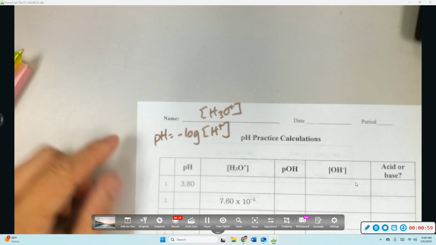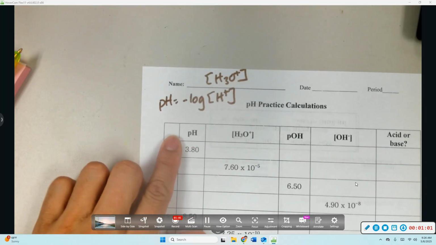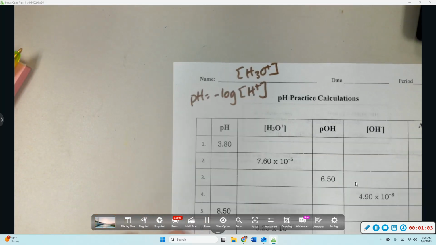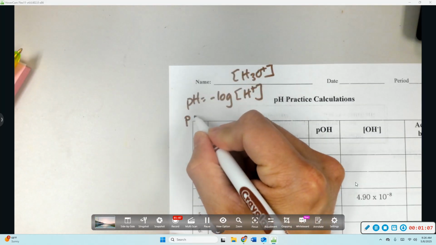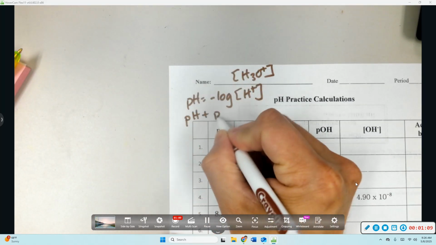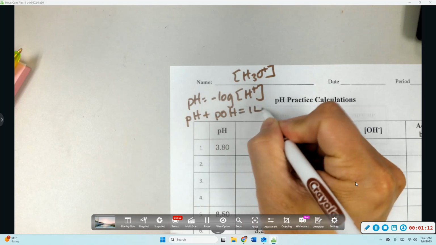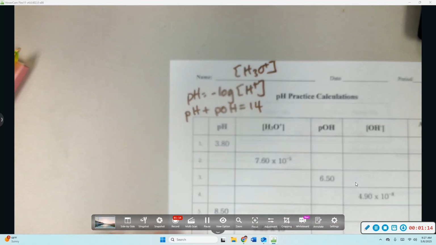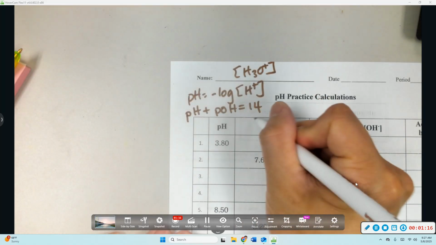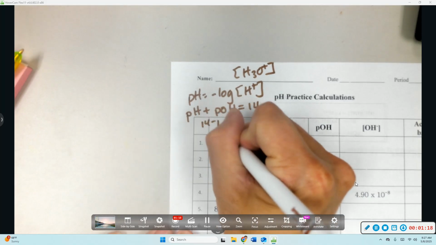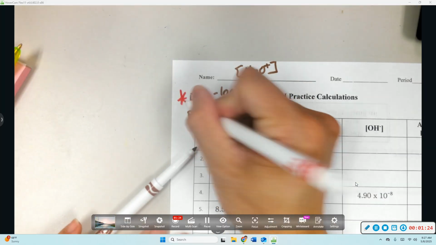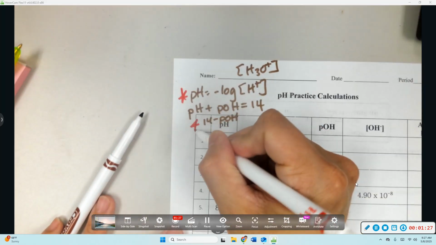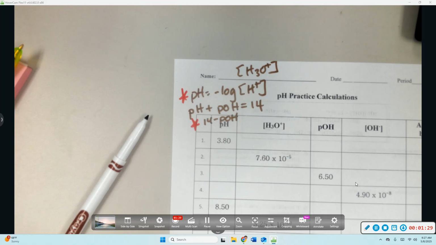Okay. For pH, that's a negative log of H plus, or another way to find it, if you recall, pH plus pOH equals 14. All right. So if you have pOH, you can just take 14 minus pOH. It will get you your pH as well. So two ways to find pH here. Number one, negative log. Number two is 14 minus pOH, depending on what you have.